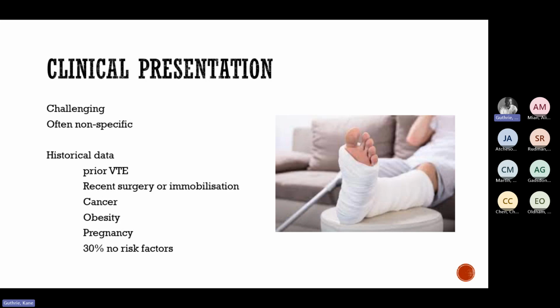Certainly if you put people in plaster of Paris and send them home and they're sedentary, they don't move around to get circulation, there's a high risk of DVT and PEs developing.